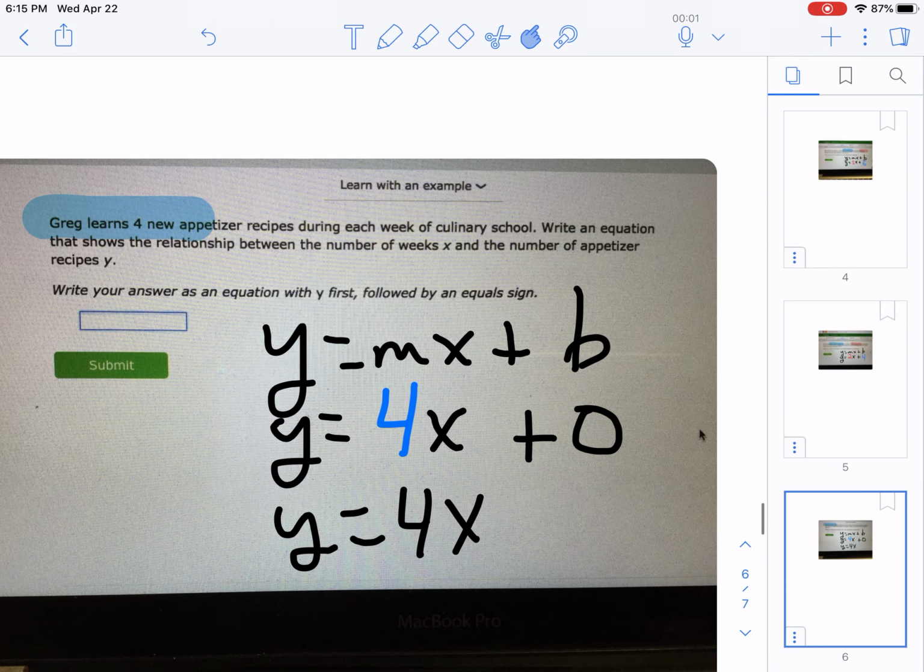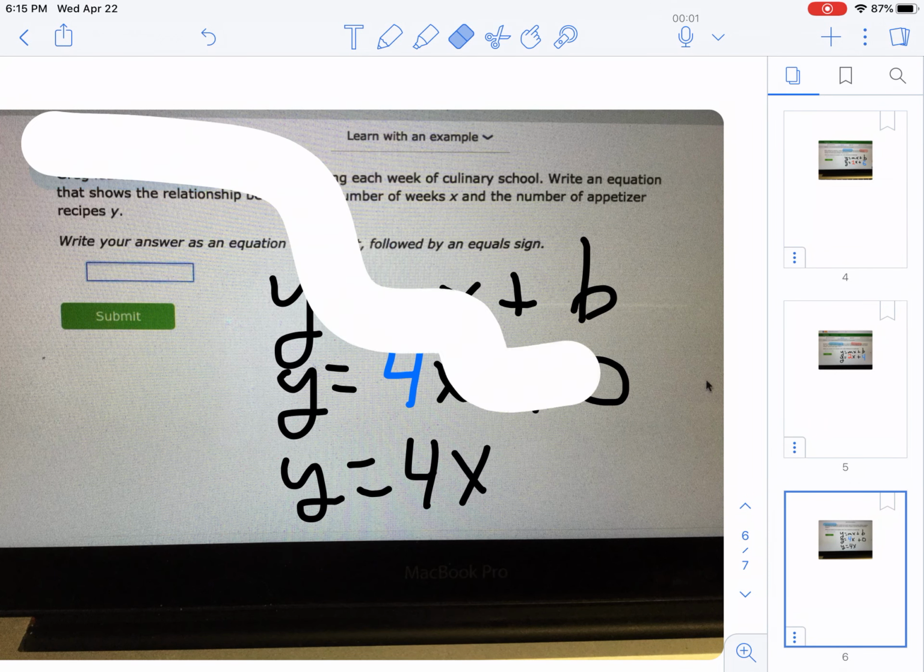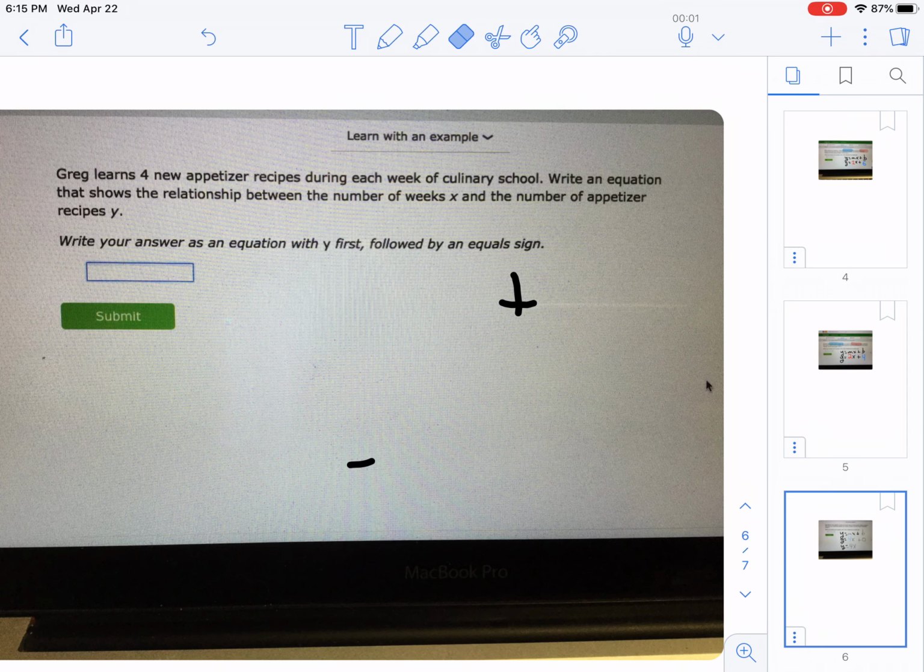Okay, another example. This question says, Greg learns 4 new appetizer recipes during each week of culinary school. Write an equation that shows the relationship between the number of weeks and the number of appetizer recipes. Okay, appetizer is the food you eat before the main course. Culinary school is a school that you go to learn how to cook.